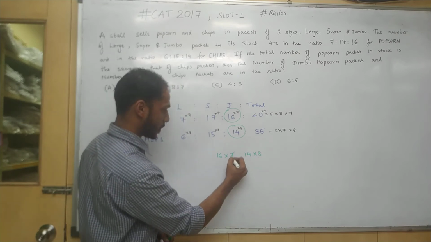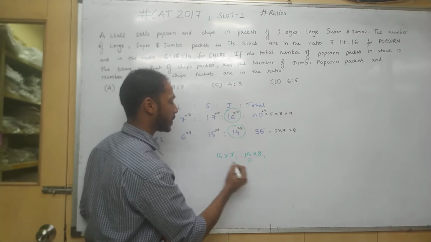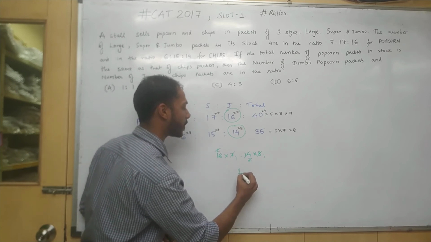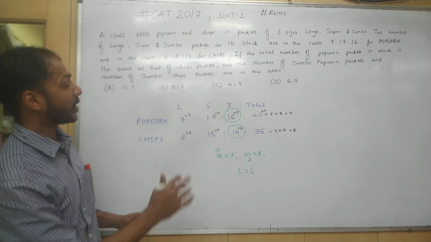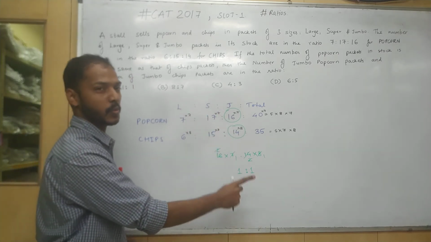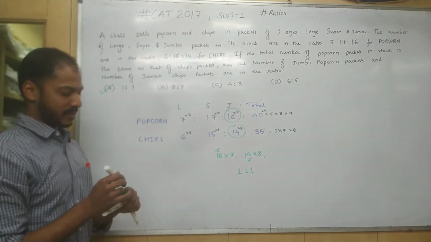Now you can cancel out terms. 7 goes once, 7 goes twice. 8 goes once, 8 goes twice, and 2 gets cancelled, and we get the final ratio as 1 is to 1. So the ratio of jumbo popcorn packets to jumbo chips packets is 1 is to 1, and that's why our answer would be option A. Thank you.